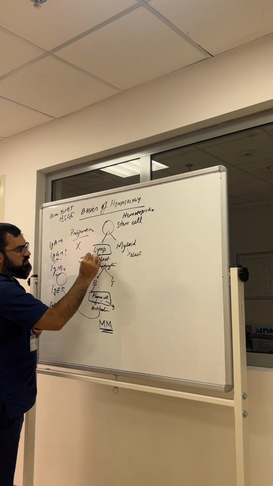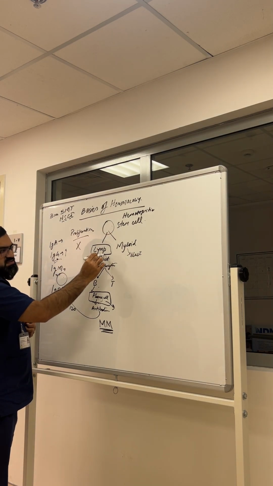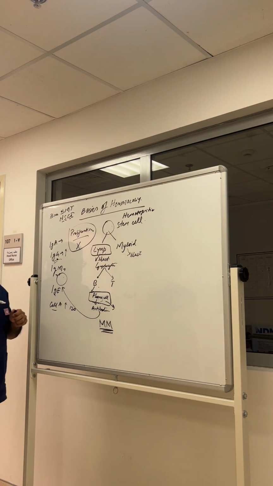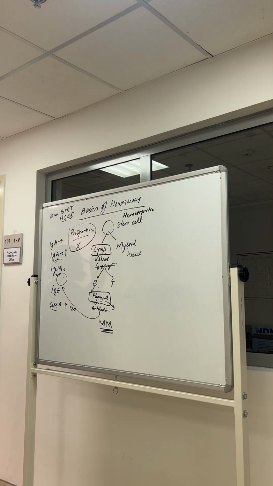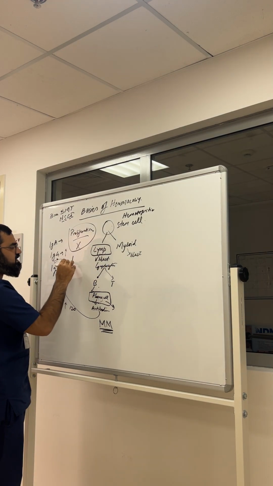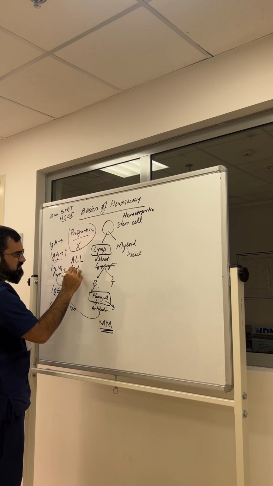At this phase of a lymphoblast, when it's a normal stem cell and it's a lymphoblast, let's say this same thing starts here. It starts multiplying crazy. It's unstoppable. So you name it ALL, which is what? Acute lymphoblastic leukemia.